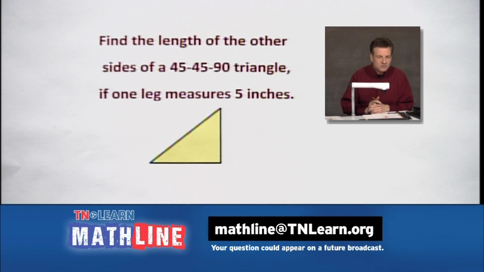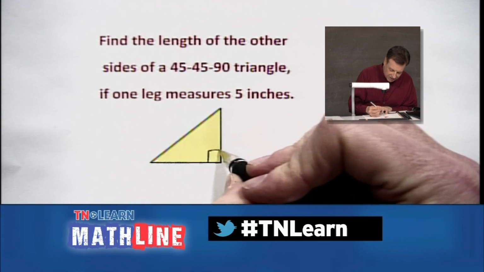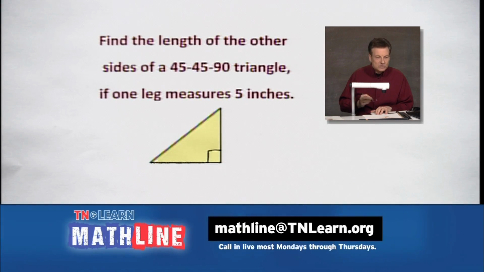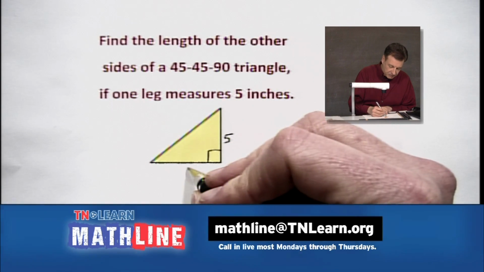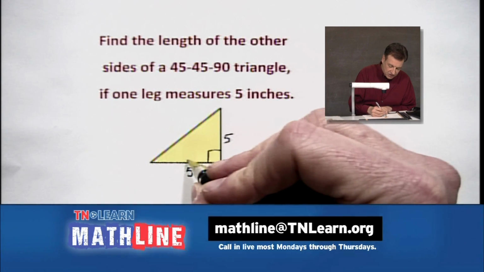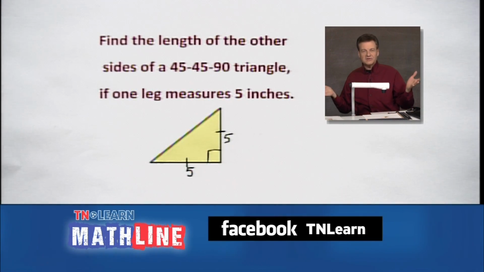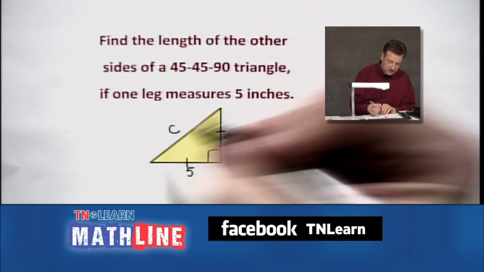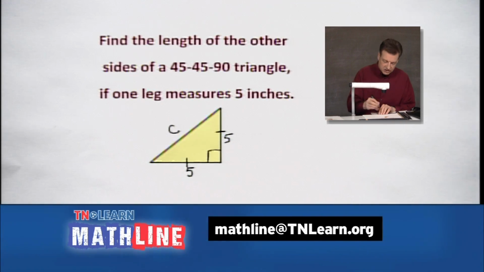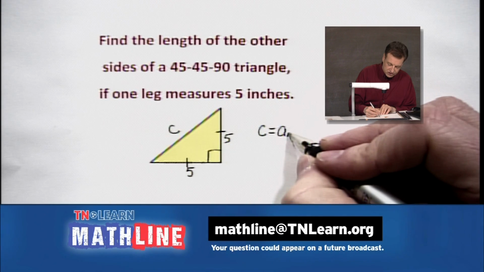See our next problem, see what we got here. Again, a right triangle. Oh, that bright yellow, I like that. And it says one leg measures 5. And yep, that means the other side is going to be 5 also. That was easy. So that's isosceles. The question is, how do we get to the hypotenuse, which we're going to call c? Let's go to our formula. c equals, what is it, a times the square root of 2?